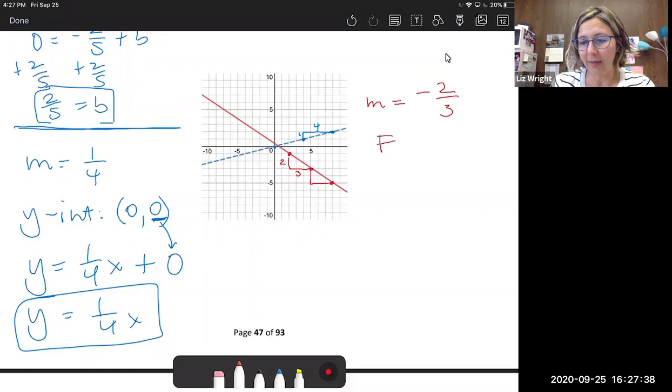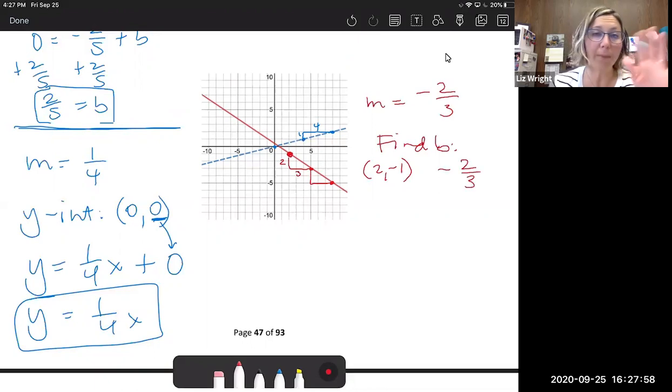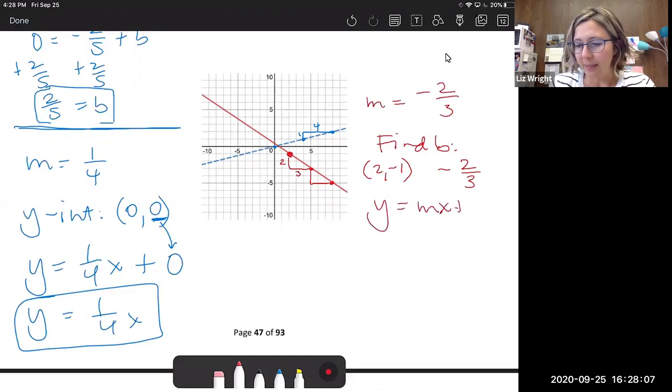So we're going to have to find b this time. So pick one of your ordered pairs. So we've got an ordered pair. I'm going to pick maybe this one right here. It's at 2, -1. So we've got 2, -1. And then our slope of -2/3. I'm going to plug that information in. And you could pick a different ordered pair. If you see a better ordered pair that looks easier, pick it. Do that one instead.